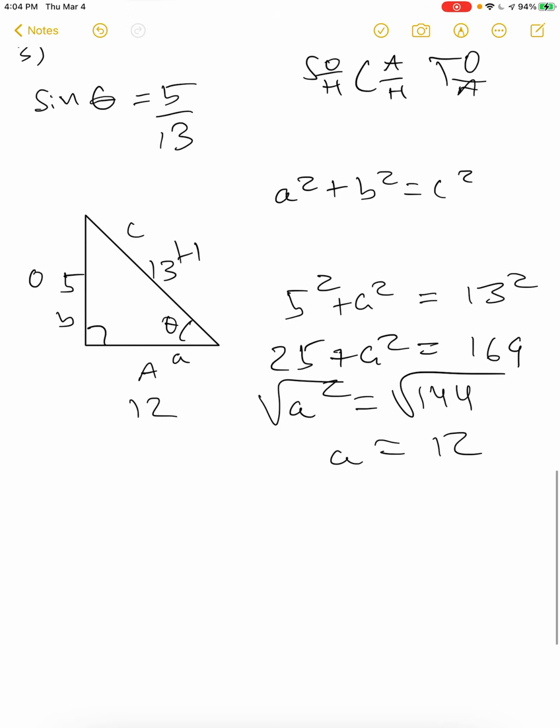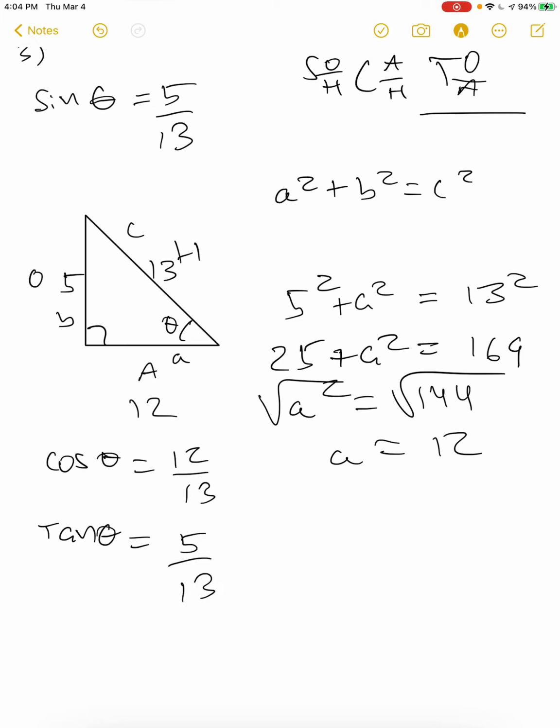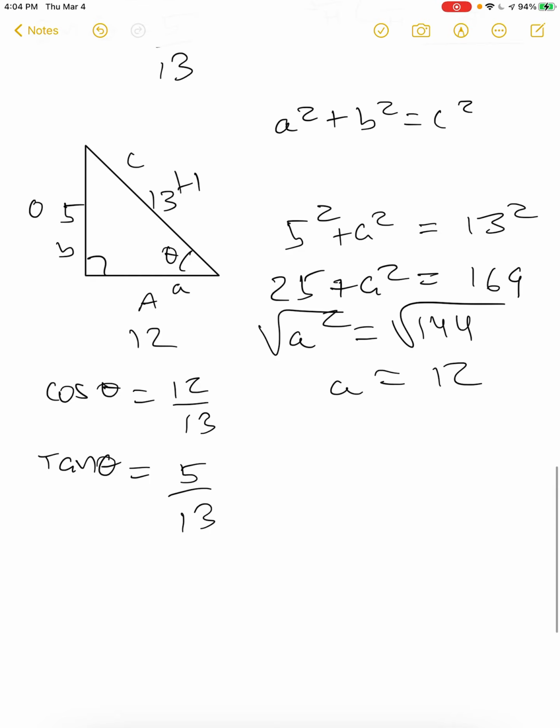And what the rest of this problem is asking, now that we found that side, we can write the cosine of theta is going to equal adjacent over hypotenuse. So that's going to be 12 over 13. And it's also asking for the tangent of theta, which is going to be opposite over adjacent. So that's going to be 5 over 13. Or I'm sorry, 5 over 12.